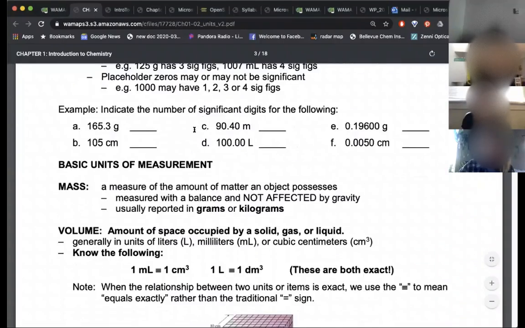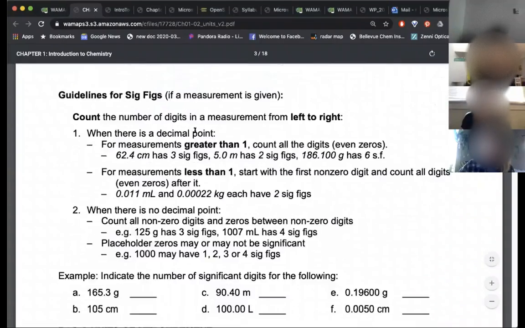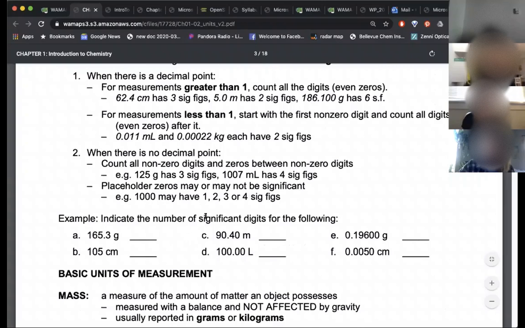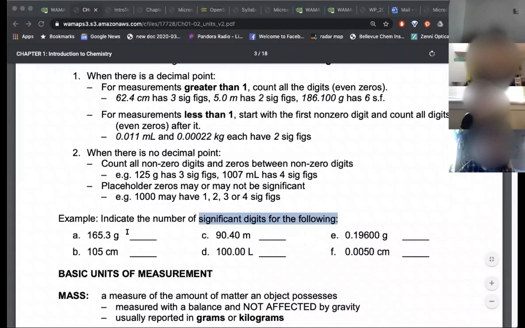All right, so let's go ahead and identify, maybe I'll leave the rules up here. How many significant digits are in these numbers? So if you want to use the annotate, you can go ahead and fill these in too. Maybe I'll start with this one. This one has 1, 2, 3, 4 significant digits.